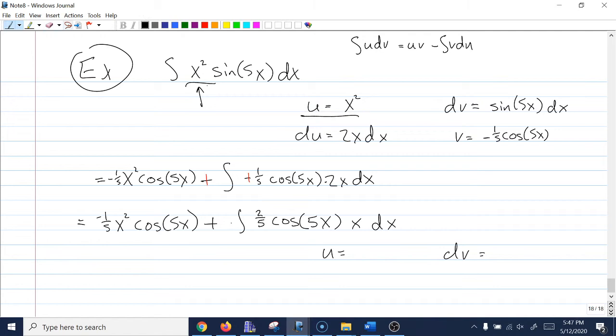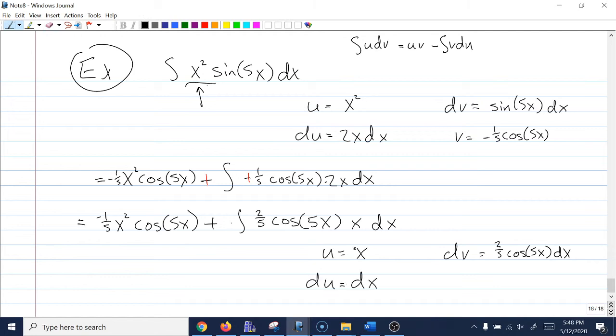Last time I let u be x squared. This time I'm going to keep going in the same direction and let u be this x. So dv is everything else, 2/5 cosine 5x dx. The 2/5 I left inside the integral sign is now part of the dv. It's going to be hanging around the whole time. I like having it inside here so I don't have to deal with distributing it elsewhere.